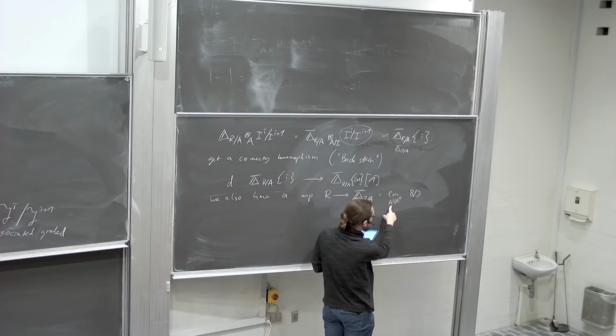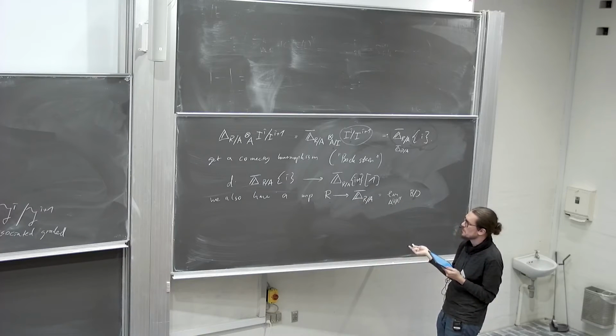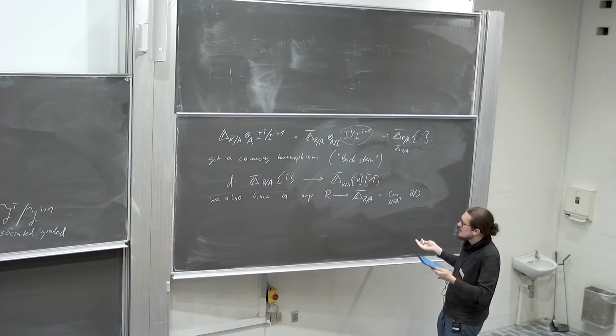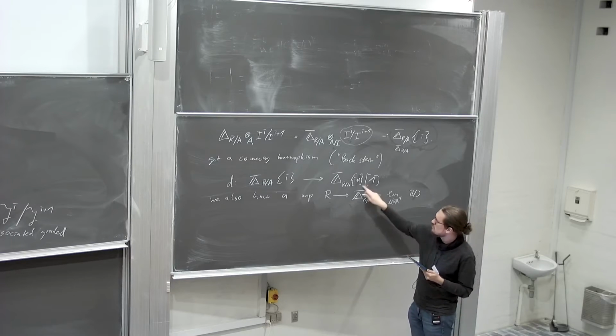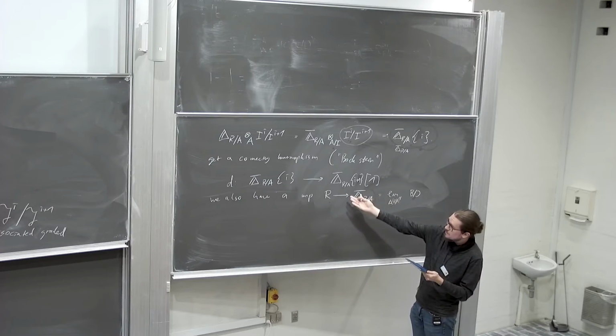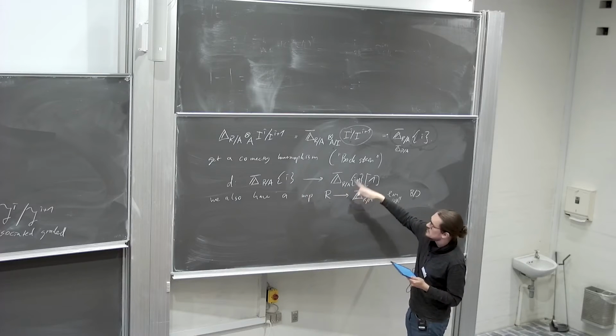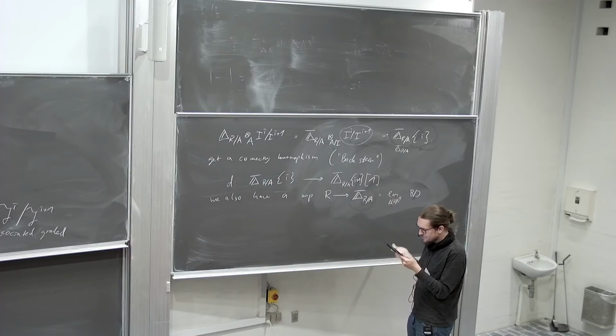And remember how the prismatic site was set up. Each of these B mod J came with a map from R. So we have a map from R into this limit. And now what we see here is that somehow this prism bar thing is an algebra over R. And it comes with these kind of differentials. At least there's this twist.